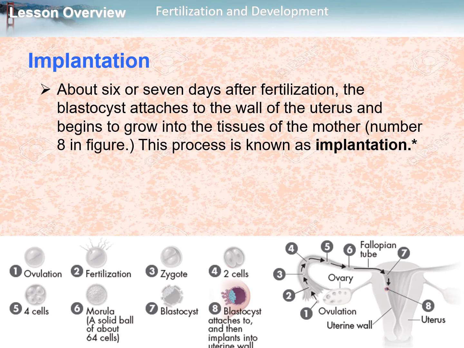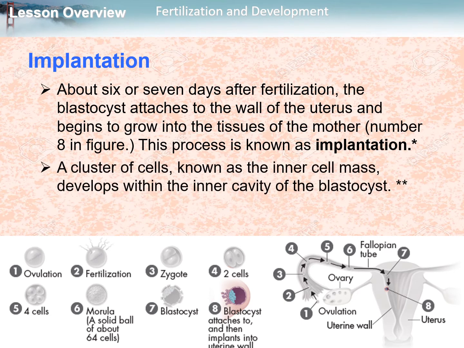The body of the embryo will develop from these cells, while other cells of the blastocyst will differentiate into some of the tissues that support and protect the embryo. A cluster of cells known as the inner cell mass develops within the inner cavity of the blastocyst.